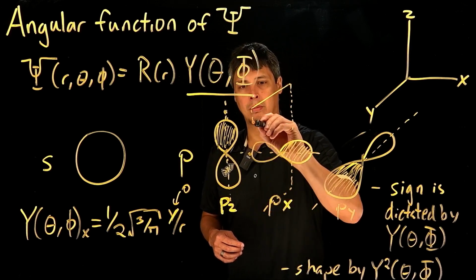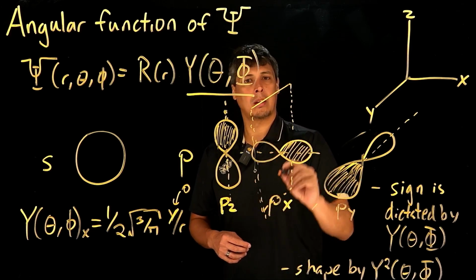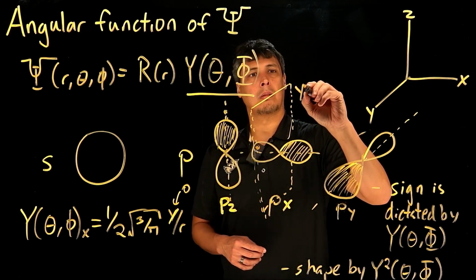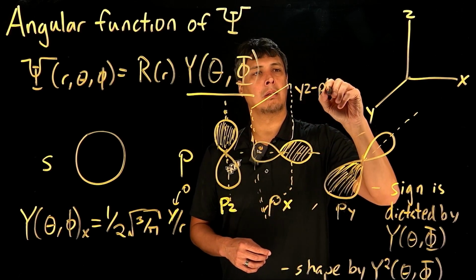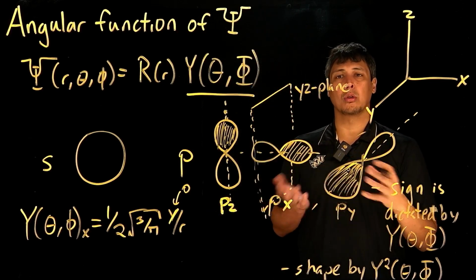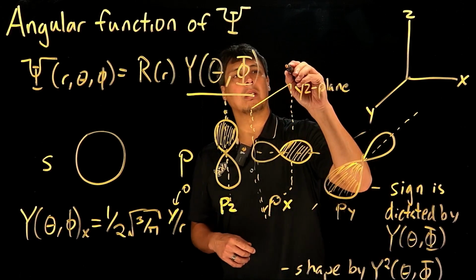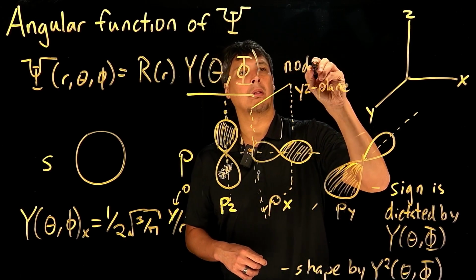So there's a plane that runs along the YZ plane, at which there is a 0 probability of finding an electron. This is called a nodal plane.